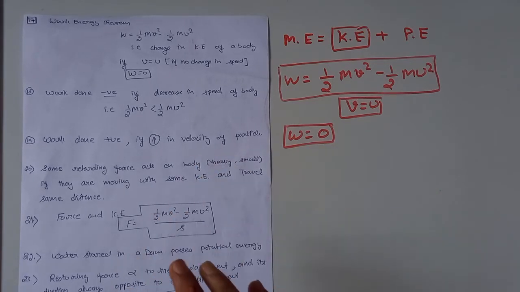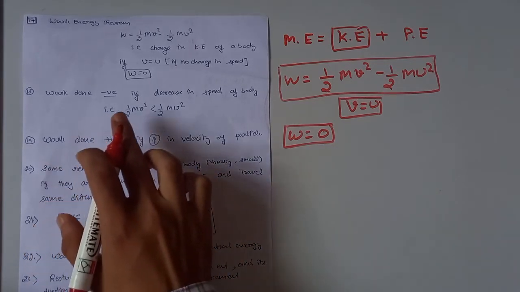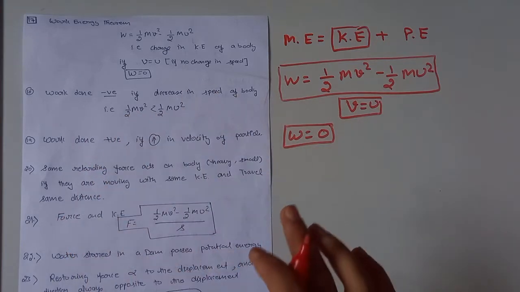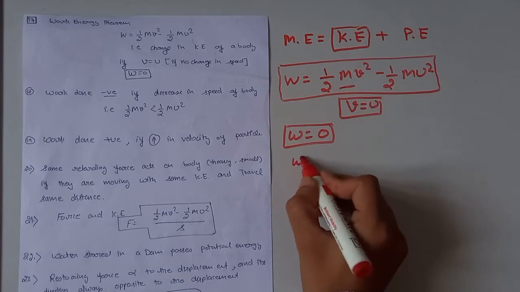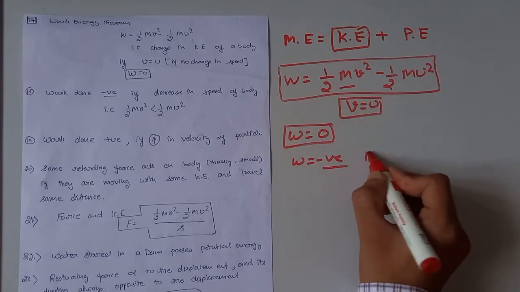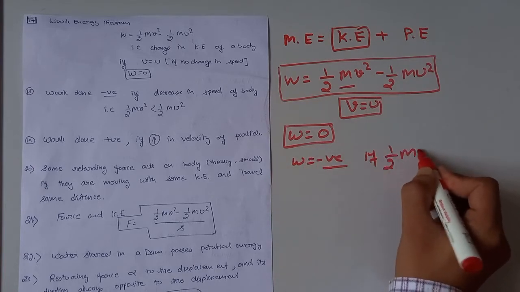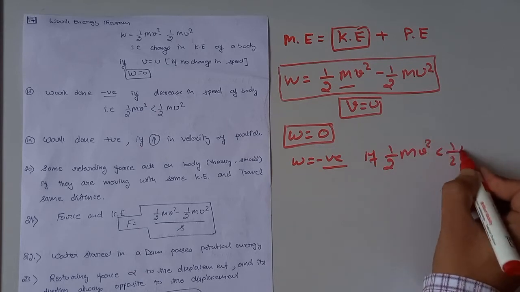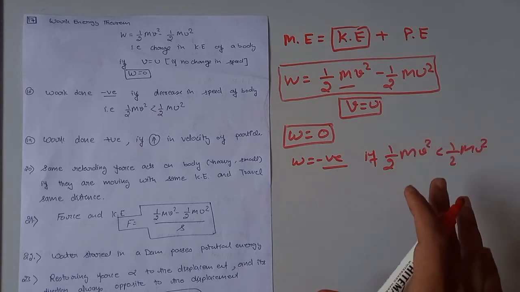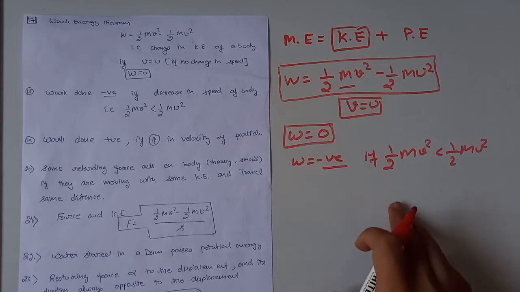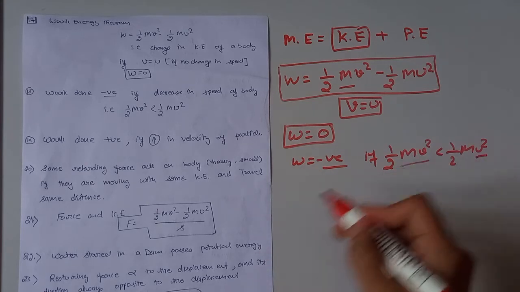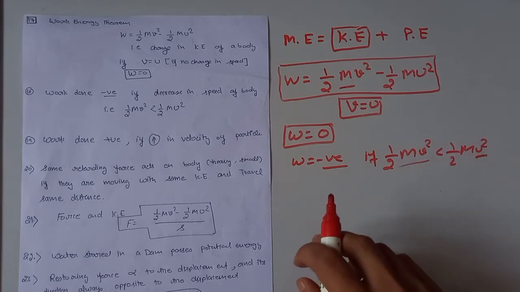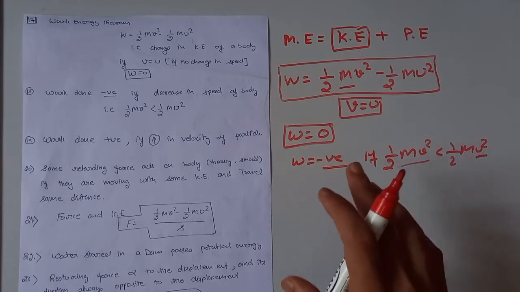Our next key point is that work done is negative if there is a decrease in the speed of the body. For example, if initially its speed is u and after some time its speed is less than u, then we say that work done is negative.